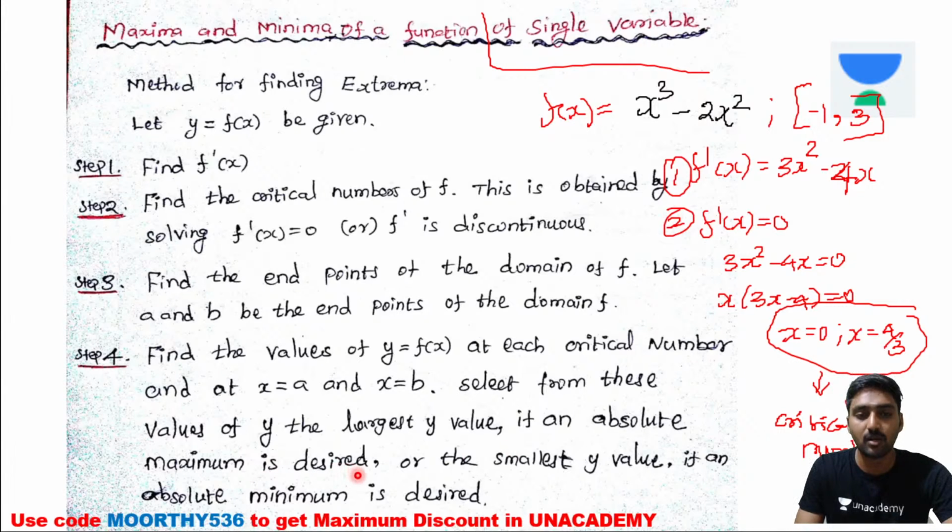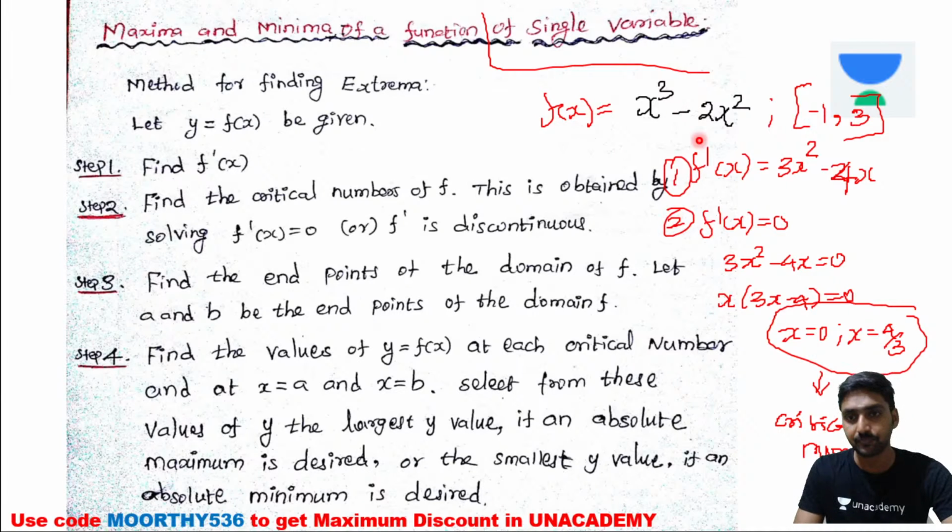In case you want the maximum value, after substituting each point, we need to substitute the critical number x = 0 in the f(x) function, x = 4/3 in the f(x) function, and -1 and 3. All the values are substituted into the given function. Then the largest value among all these values is considered as maxima, and the smallest value among all these four values is considered as minima.